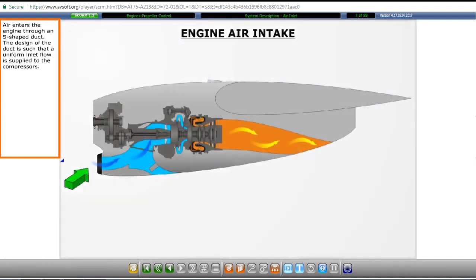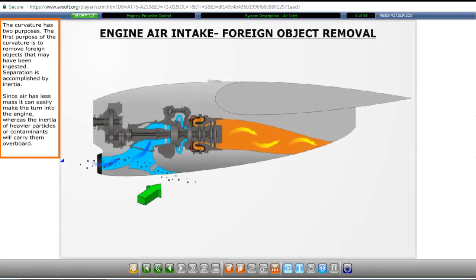Air enters the engine through an S-shaped duct. The design of the duct is such that a uniform inlet flow is supplied to the compressors. The curvature has two purposes. The first purpose of the curvature is to remove foreign objects that may be ingested. Separation is accomplished by inertia. Since air has less mass, it can easily make the turn into the engine, whereas the inertia of heavier particles or contaminants will carry them overboard.